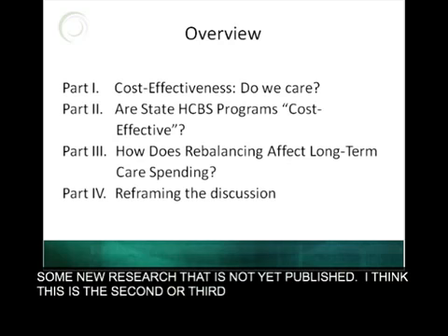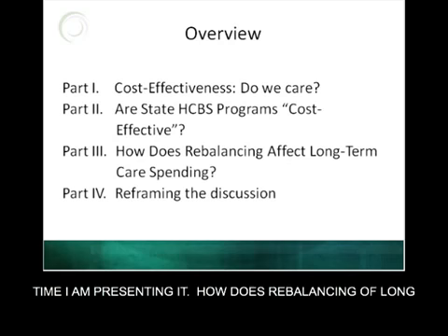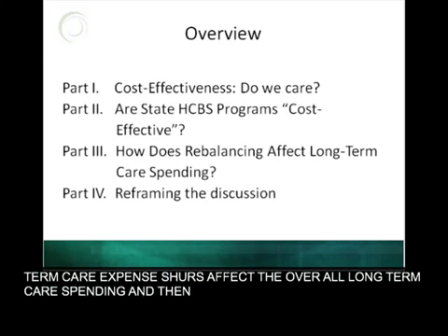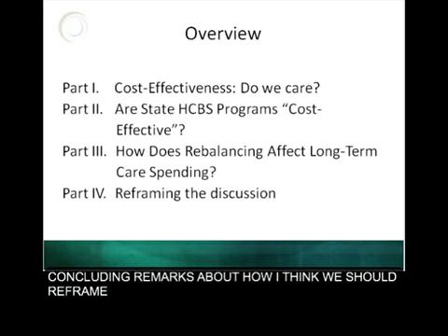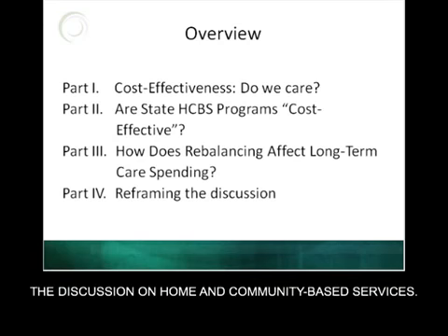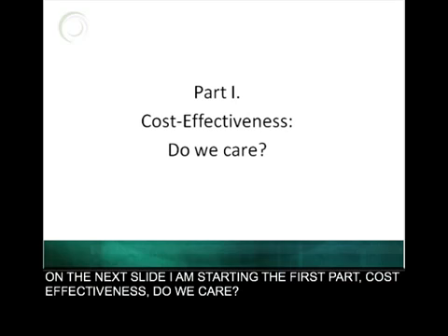of home and community-based services. The third part is some new research that is not yet published. I think this is the second or third time I'll be presenting it, on how does rebalancing of long-term care expenditures affect the overall long-term care spending, and then some concluding remarks about how I think we should try to reframe the discussion about home and community-based services. So on the next slide, I'm just starting the first part, cost effectiveness.